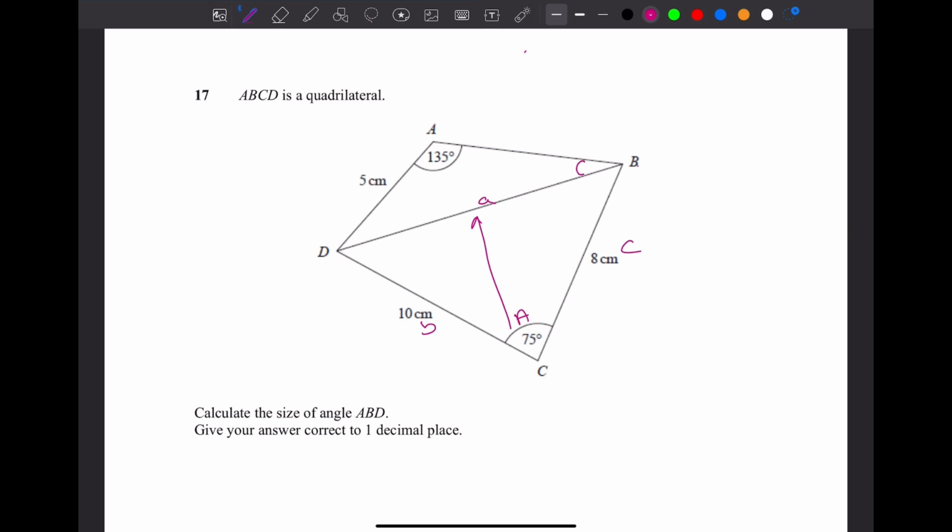Cosine rule. What's your cosine rule for side a? a squared equals b squared plus c squared minus 2bc cos A. These formulas must be memorized, remember. So a squared equals b squared, which is 10 squared, plus c squared, 8 squared, minus 2 times 10 times 8 times cos 75. So a is the square root of 10 squared plus 8 squared minus 2 times 10 times 8 cos 75, which is 11.07.